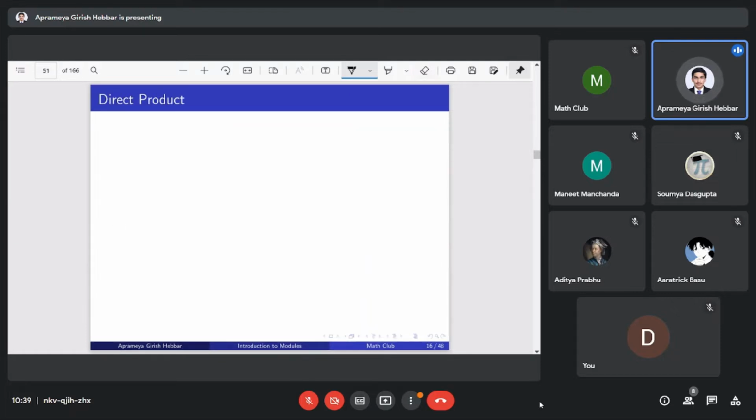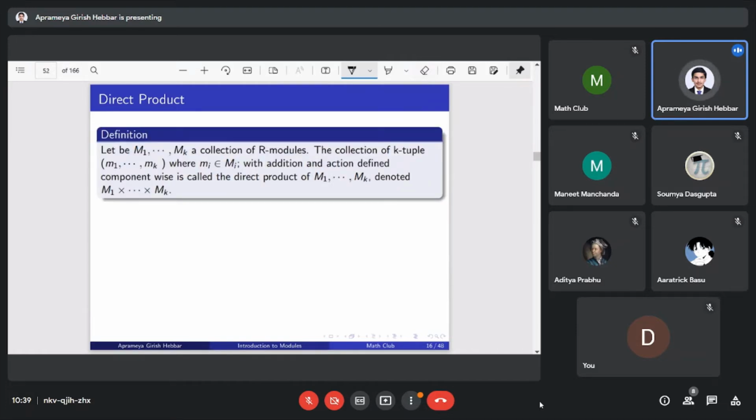And finally, one more definition, that is direct products. Again, we want to make sense of the product of some modules. How do we do that? If you have M1 up to Mk, a collection of R-modules, then the collection of k-tuples (m1, m2, up to mk), where each mi is an element of Mi, with addition and action defined component-wise, is called the direct product.